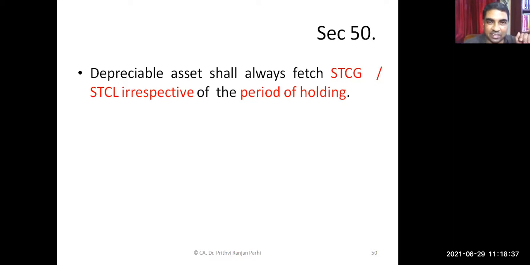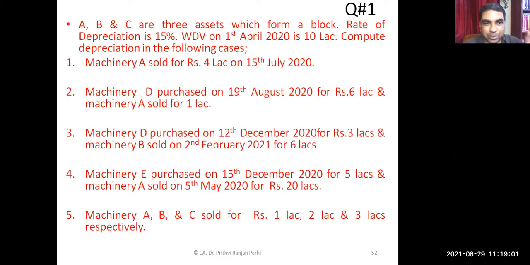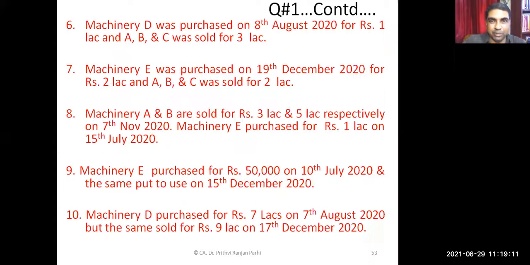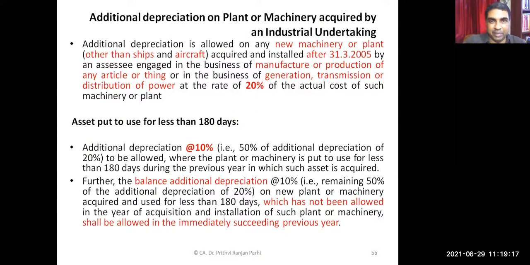The concept here is that depreciable assets shall always fetch either short-term capital gain or short-term capital loss, irrespective of the period of holding. Normally long-term capital assets fetch long-term capital gain or loss, and short-term capital assets fetch short-term capital gain or loss. But if the asset is depreciable, it will always fetch you short-term capital gain or short-term capital loss. This concept might appear a little difficult for you. It will be understood with the help of an example, which I'll explain in our next session.